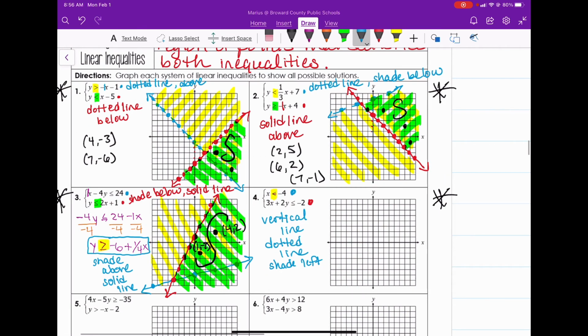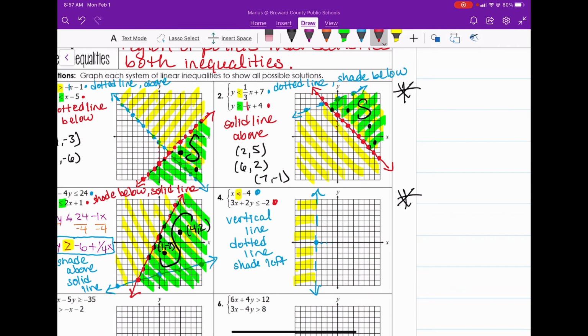So when we do that, we go to x equals -4 on the x-axis: 1, 2, 1, 2, 3, 4. Do a dotted line. There's our dotted line, and now we have to shade to the left. So everything to the left of the line. Okay. All right. Now the red line, let's take a look at that one.